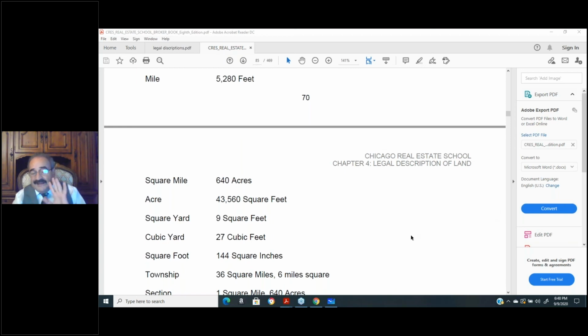Now, cubic yard. Occasionally, you're going to see this. A cubic yard, consider it a box that's 3 feet long, 3 feet deep, 3 feet wide. 3 times 3 times 3. 3 times 3 is 9. 9 times 3 is 27. Contains 27 cubic feet. A square foot, you can forget about that one. I never, ever saw that on the state exam.